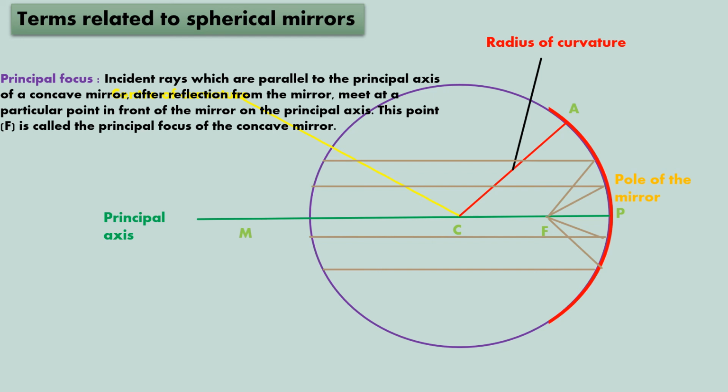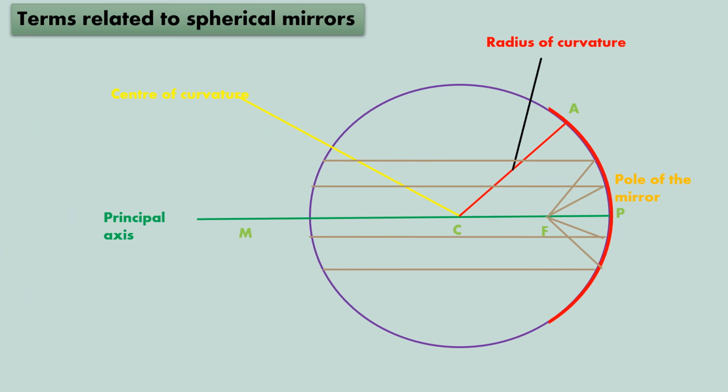We know that the light will reflect. After reflection from the mirror, they meet at a particular point in front of the mirror, that is on the principal axis. The point where those lines meet on the principal axis is called the principal focus of the concave mirror. What is it called? It is called the principal focus of the concave mirror. So this point F is called the principal focus.